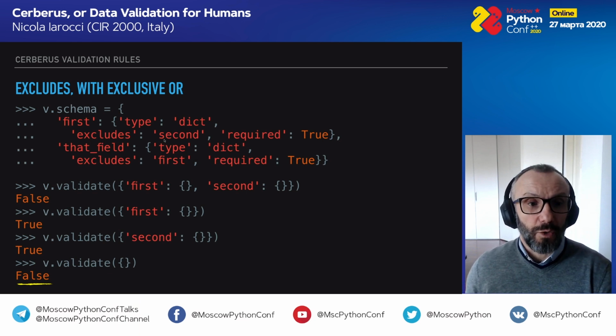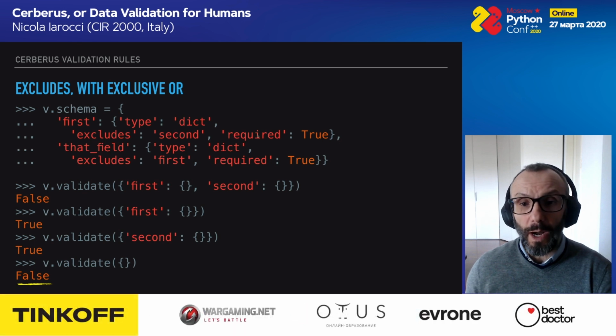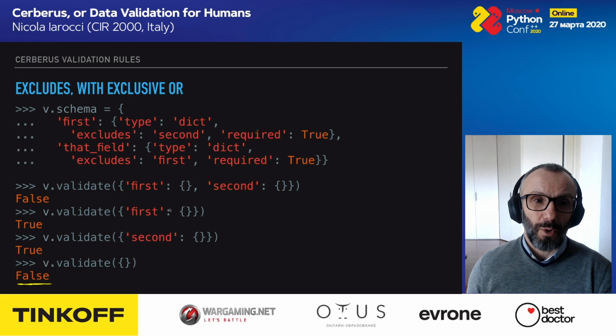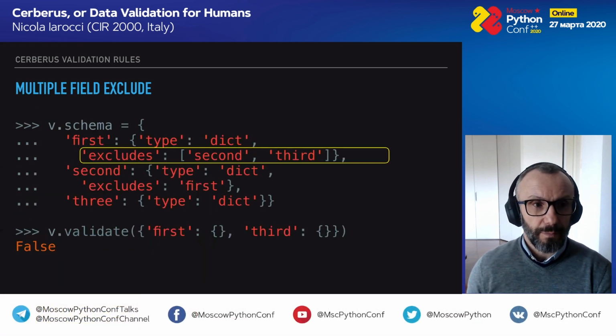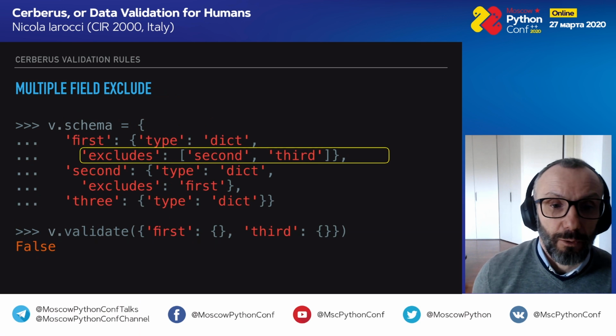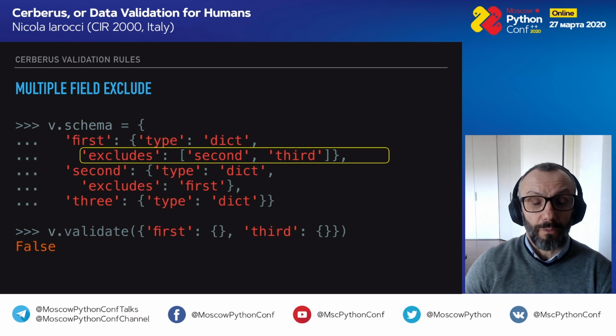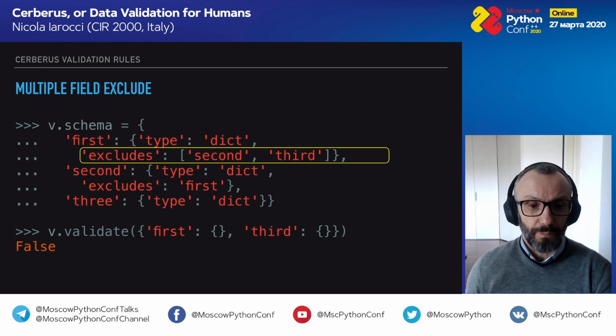So the way you do that is super simple. You just set a required rule for both fields, as you can see here, and you still exclude the other field. So this is more a combination of two rules, exclude and required. And you can also, of course, exclude multiple fields. You just provide a list of fields you want to exclude.